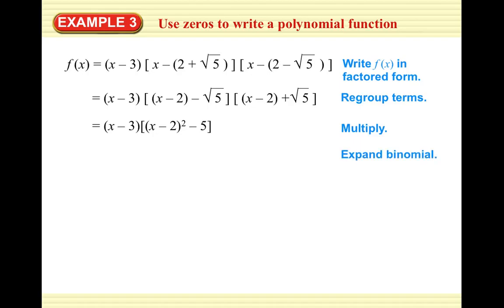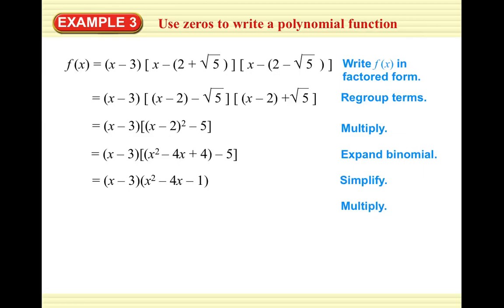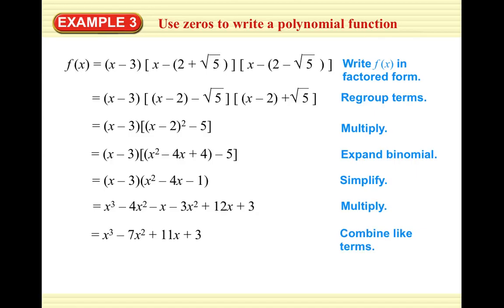And then expand the binomial, factor it out. So x minus 2 squared is x squared minus 4x plus 4 minus 5. So simplify it one step further, and then multiply x minus 3 to all of that. And then simplify again by combining your like terms, and we get x to the third minus 7x squared plus 11x plus 3.